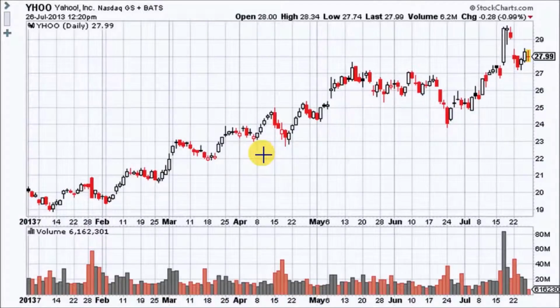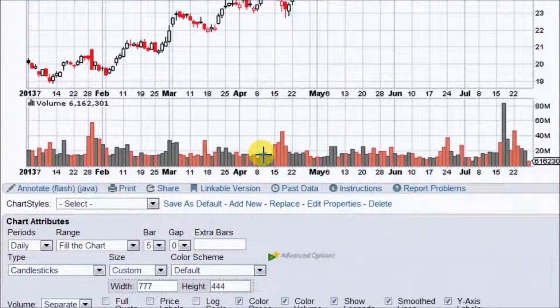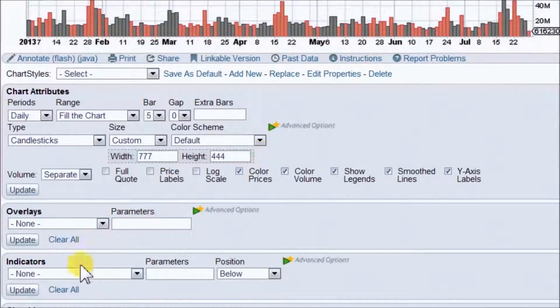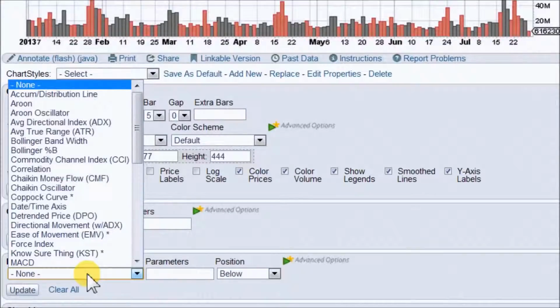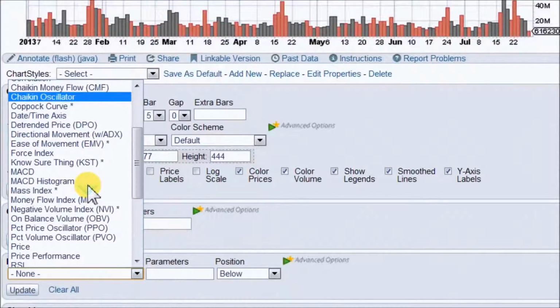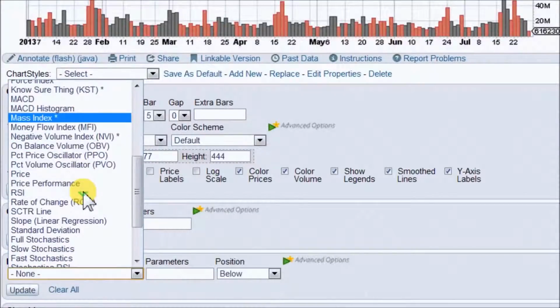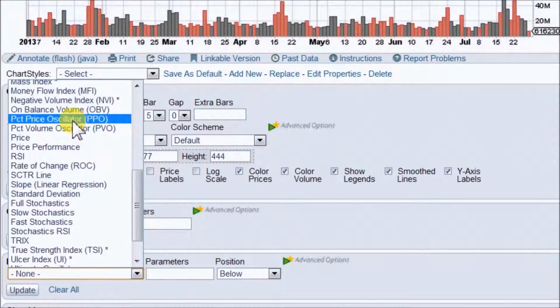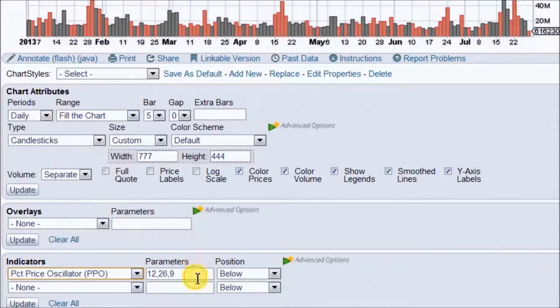Now let's go ahead and load up the PPO on this stock chart of Yahoo here at stockcharts.com. If you scroll down to the bottom of the chart attributes area, click on the indicators box, scroll down to the P's, and pick percentage price oscillator PPO. The standard settings are 12, 26, which are the two exponential moving averages it uses, and the signal line is set at a period of 9.